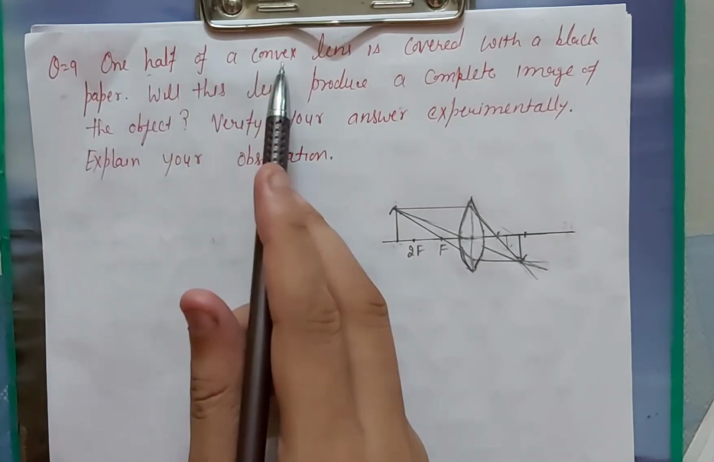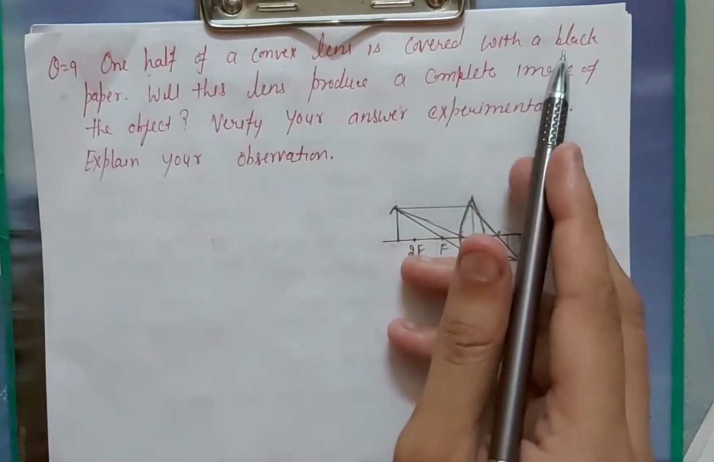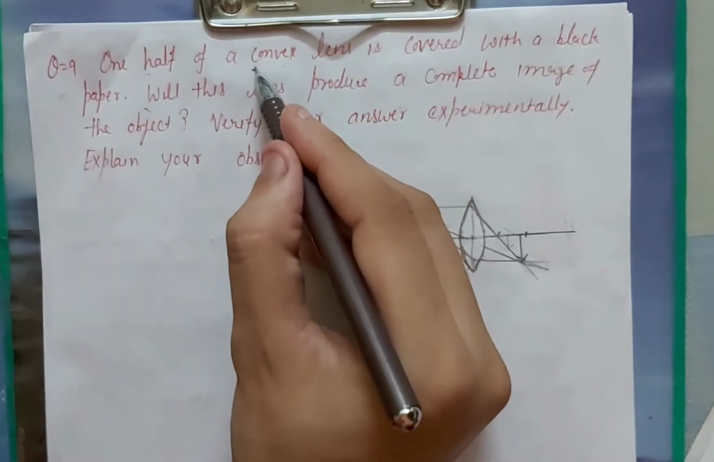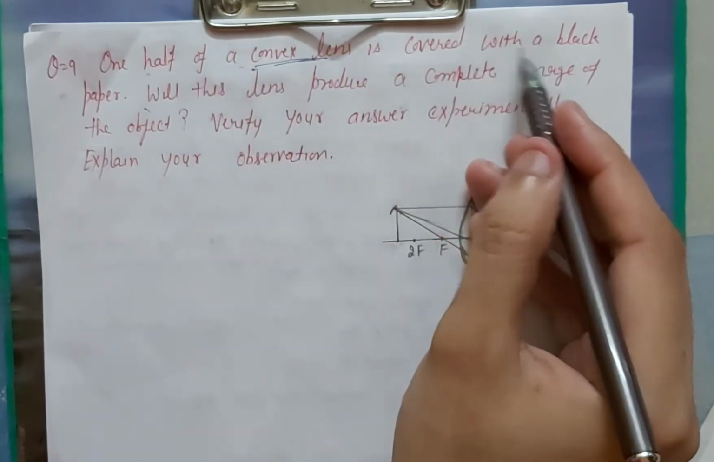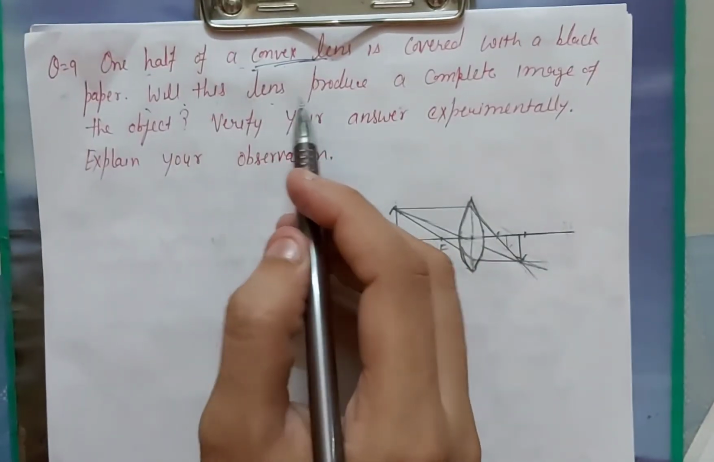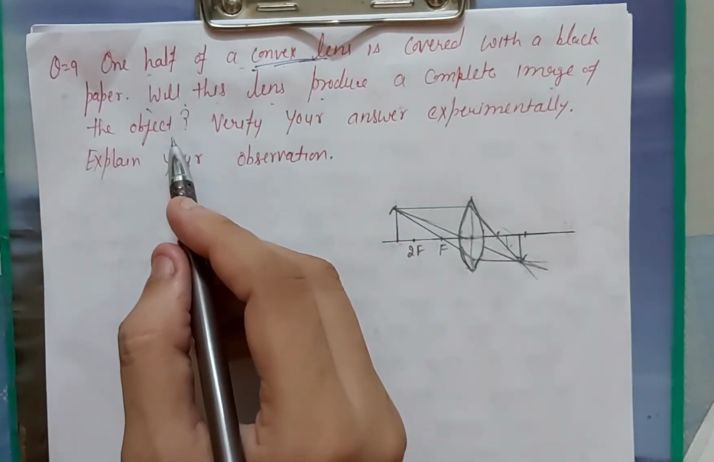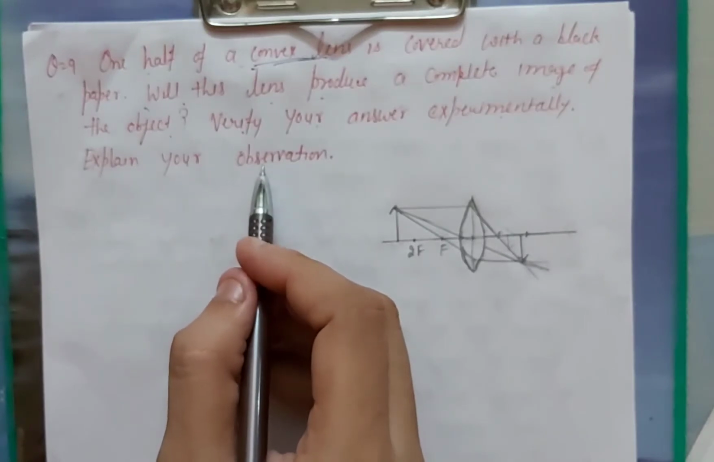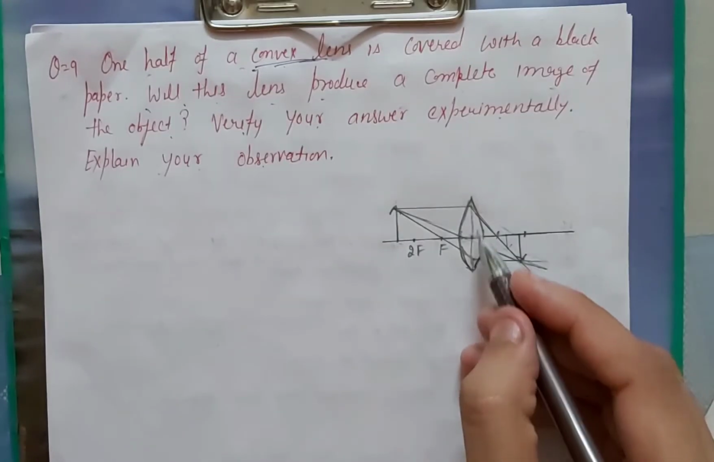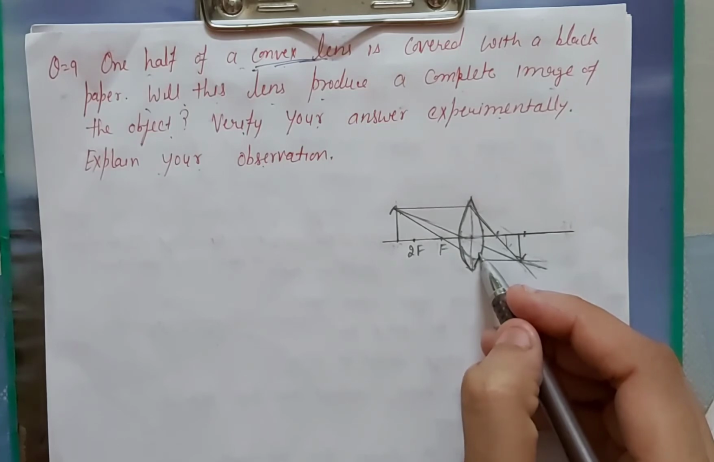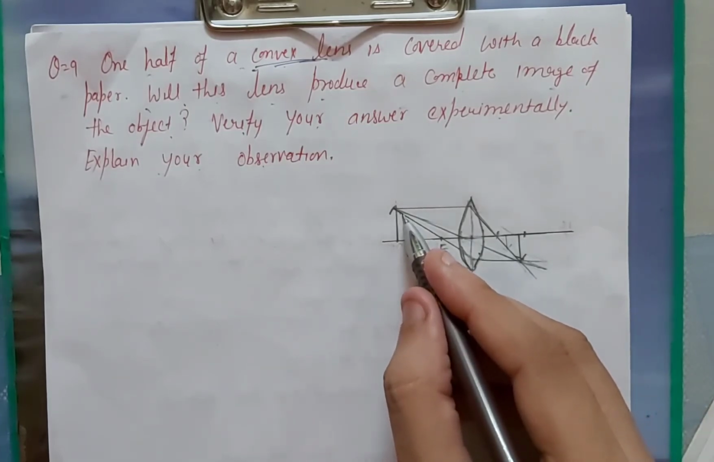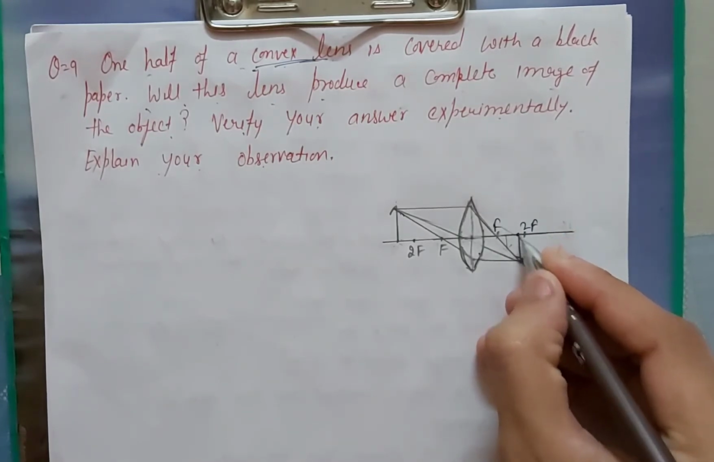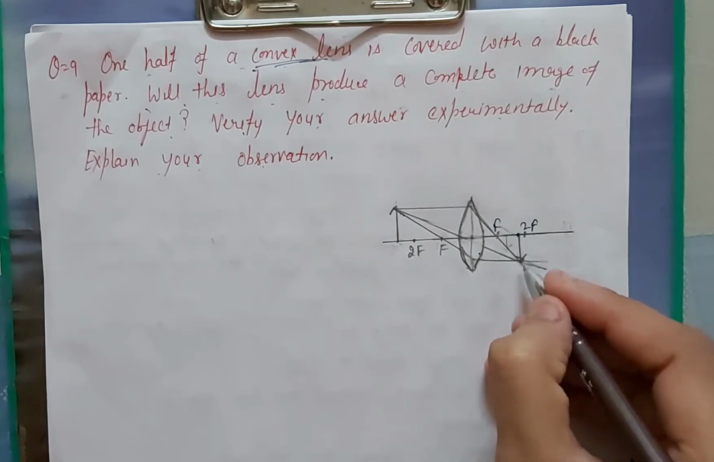Next question is, one half of a convex lens is covered with a black paper. Suppose we are using a convex lens and we cover half of it with black paper. Will this lens produce a complete image of the object? Verify your answer experimentally. Explain your observation. Suppose this is the convex lens, our object is here and the image is formed here. It is F, it is 2F. So our image is formed between F and 2F.